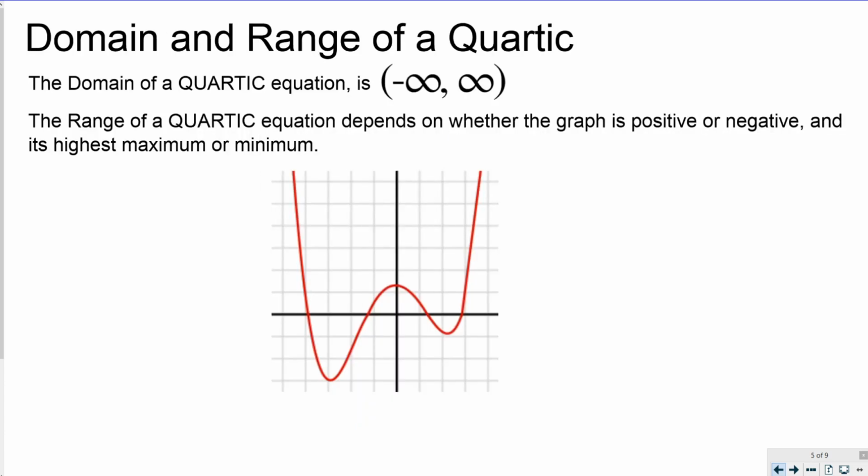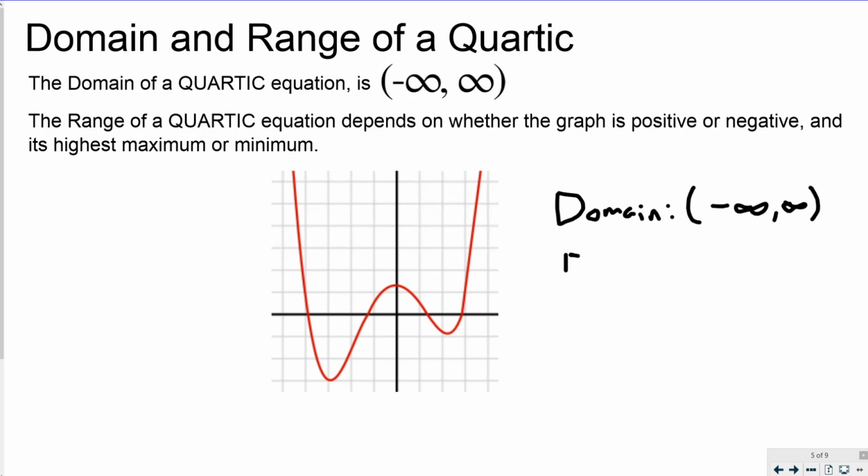So, domain and range of a quartic. A quartic equation has a completely open domain, a completely infinite domain of negative infinity to infinity. That said, the range of a quartic equation depends on whether or not the graph is positive or negative and has its highest maximum or minimum. So let's take a look at this sample quartic here. We know that the domain is as listed above, negative infinity to infinity. The graph goes on forever in each direction.